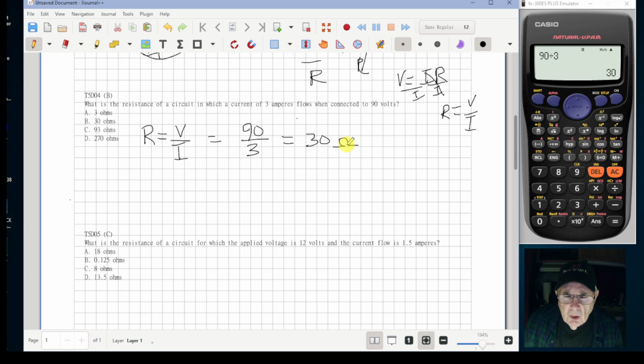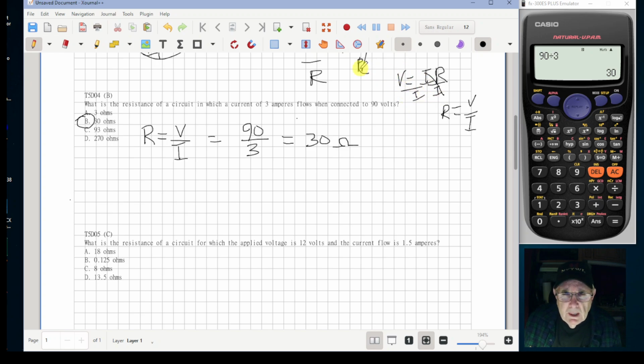And the omega symbol is for ohms. Is there one of those answers? Yes. B right here is 30 ohms. All right, good. Make sure that you understand this process.